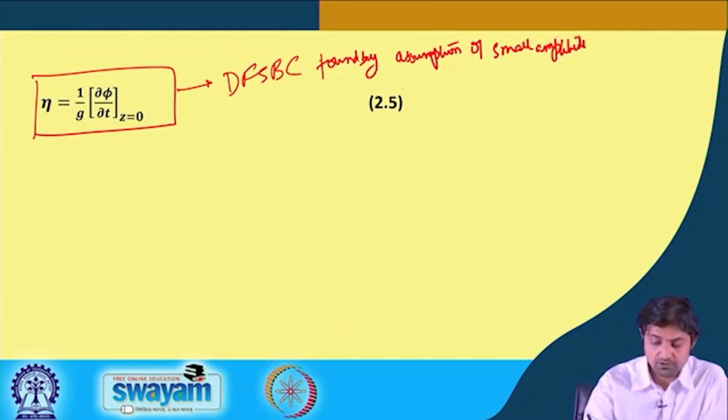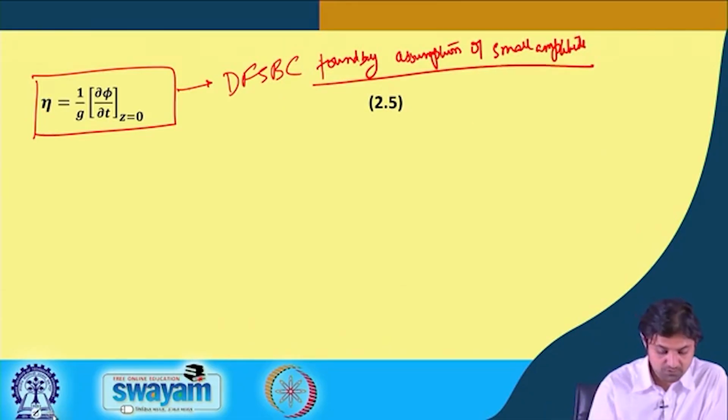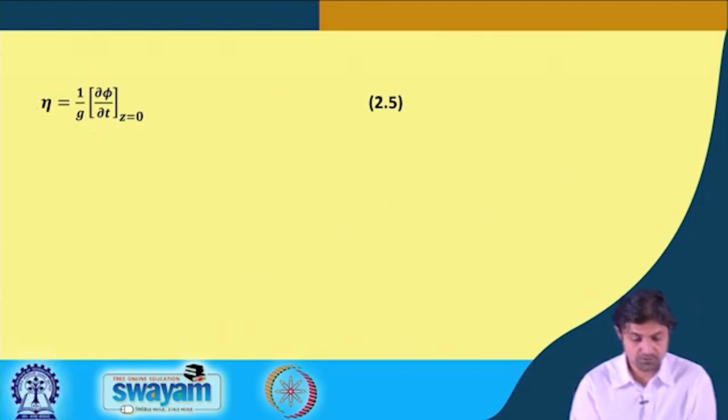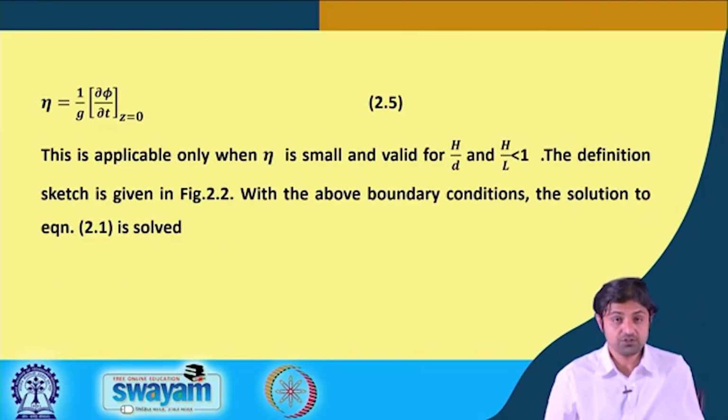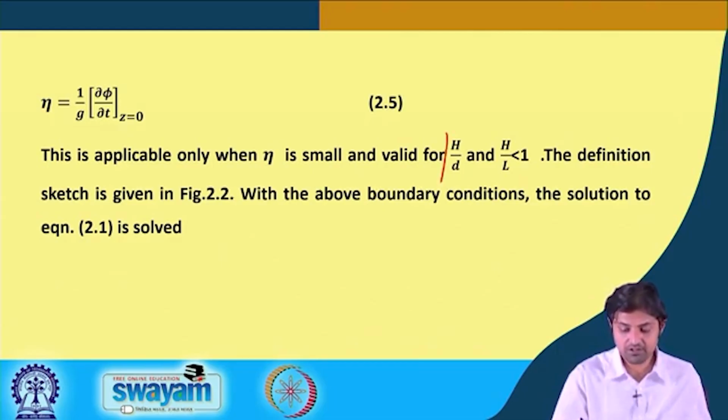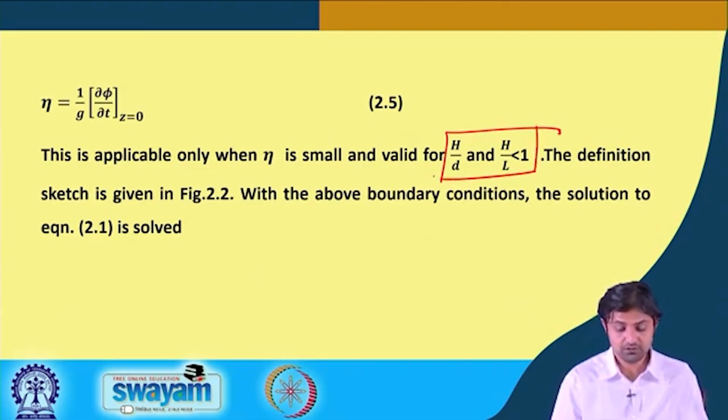So, this has been found out by the assumption of a small amplitude. This is applicable only when eta is small and valid for these conditions, which you do not have to worry about now. So, I will show you the definition sketch.